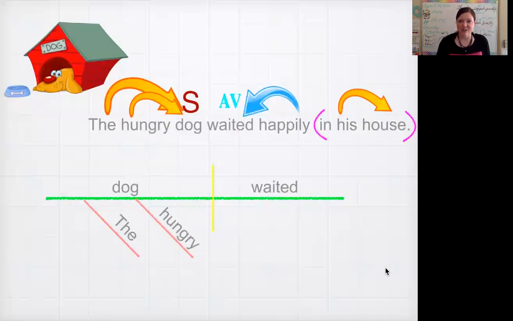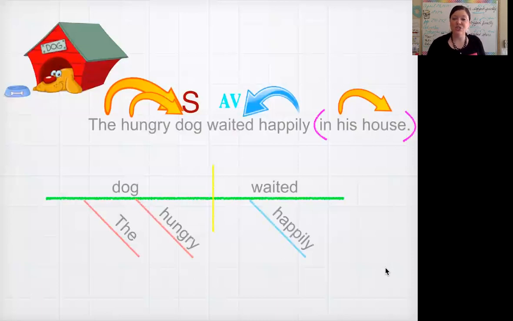Now it's time to diagram our adverb. Are you ready? I think it's going to be a lot easier than what you think. If you know how to diagram an adjective, you know how to diagram an adverb. The only difference is the adverb will be diagrammed underneath the verb that it is describing. So I'm going to draw a diagonal line underneath the action verb and happily will rest right on top.